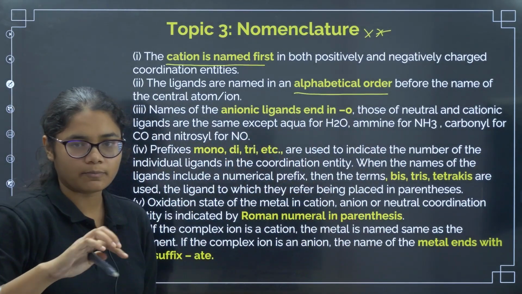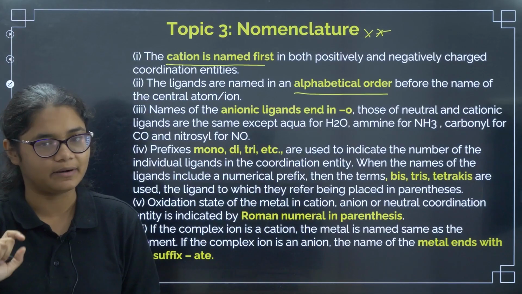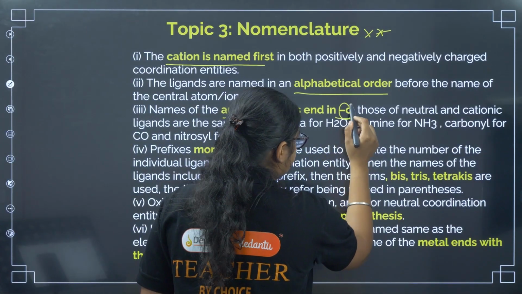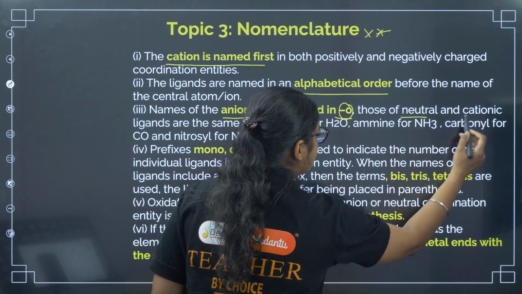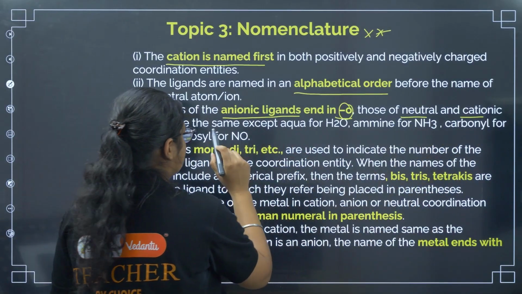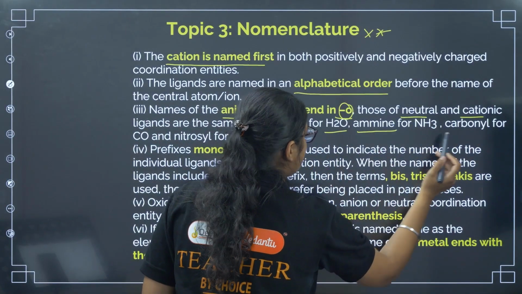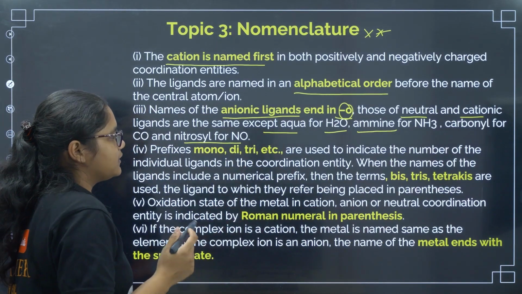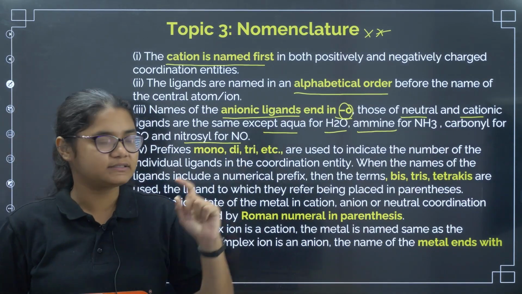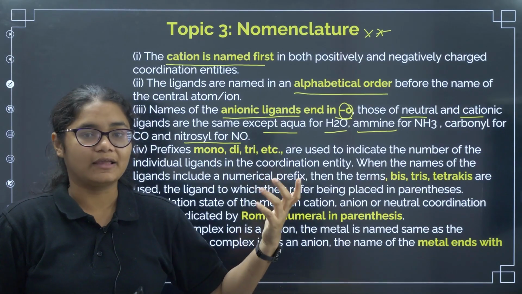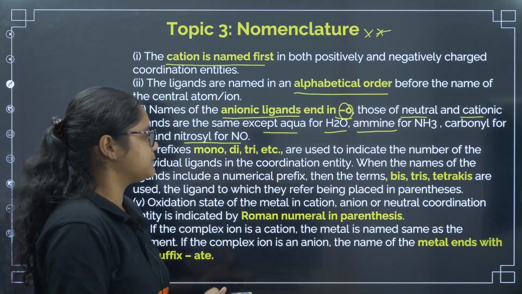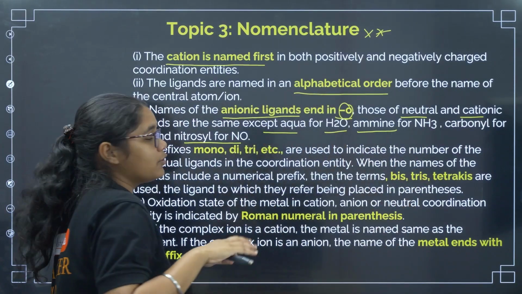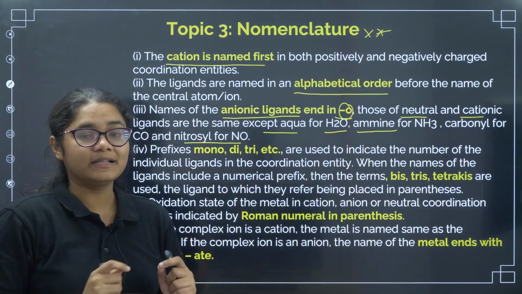In the complex, first the ligands will be named and then the metal will be named. The names of anionic ligands end with O. Those of neutral and cationic ligands are the same, except for water, amine, carbonyl for CO and nitrosyl for NO. So the name of the ligands will generally end with O for negative anionic ligands, and neutral ligands have special names: for water it is aqua, for NH3 it is amine, for the CO group it is carbonyl, and for the NO group it is nitrosyl.